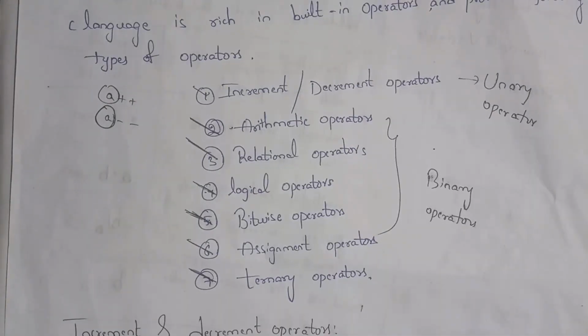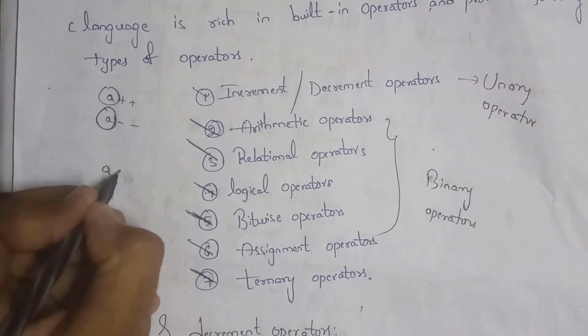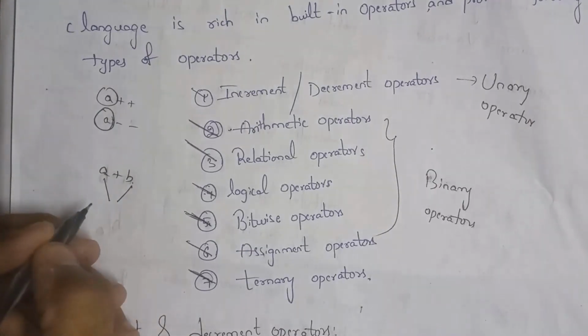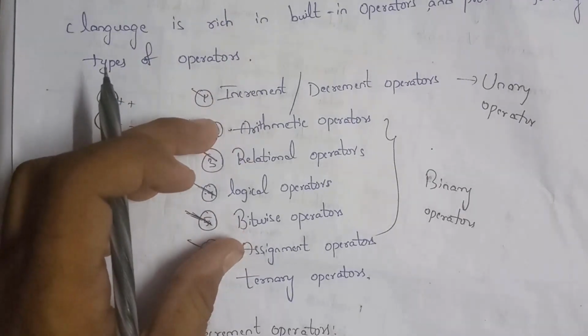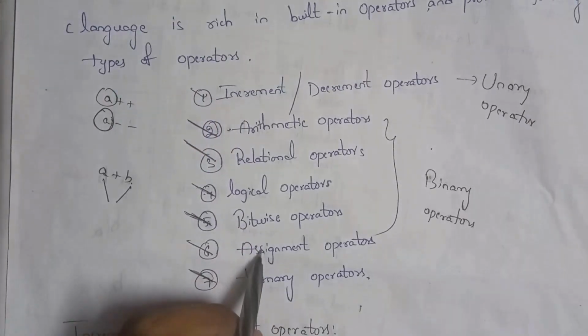And for arithmetic, relational, logical, bitwise and assignment operators, we use two operands. For example, a plus b, where this a and b are two operands. So we call arithmetic, relational, logical, bitwise and assignment operators as binary operator, where bi means 2.